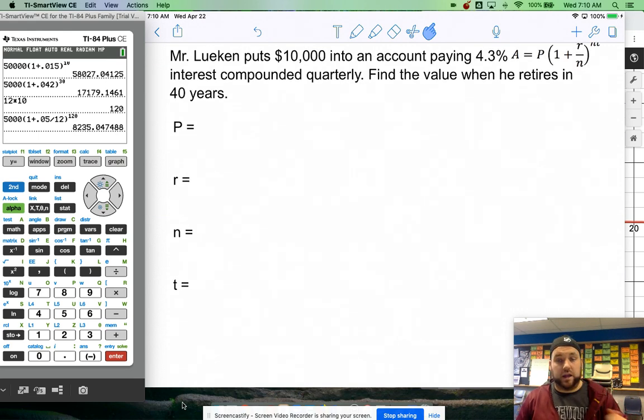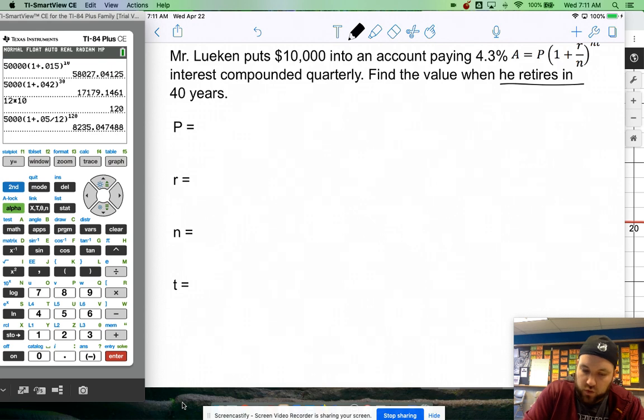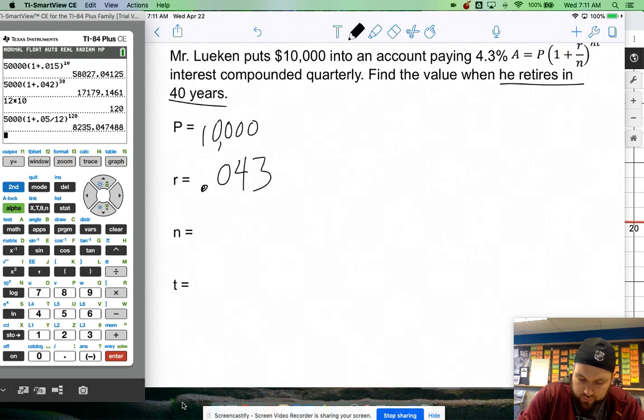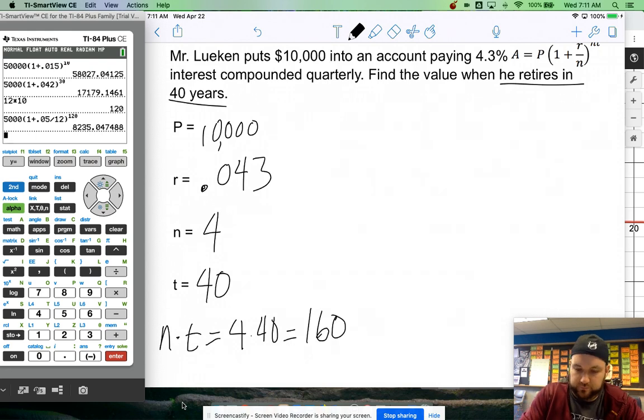If I put $10,000 into an account paying 4.3%, but it's compounded quarterly, let's say I really like teaching, and so I'm going to retire in 40 years instead. So $10,000 is my P value. My interest rate is 4.3%, which is 0.043. Quarterly, so I'm getting paid 4 times a year for 40 years. I'm just going to do this right away. So N times T is 4 times 40, which means I'm going to get a total of 160 payments.